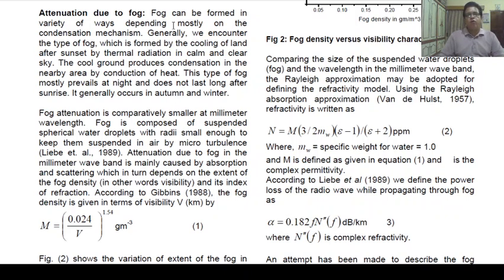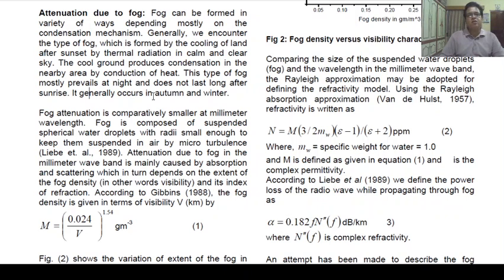Attenuation due to fog. Fog can be formed in a variety of ways, depending mostly on the condensation mechanism. We all know that the condensation mechanism is the main reason for fog formation. Generally, we encounter the type of fog which is formed by the cooling of land after sunset by thermal radiation in calm and clear sky. The cool ground produces condensation in the nearby area. This type of fog mostly prevails at night and does not last long after sunrise.